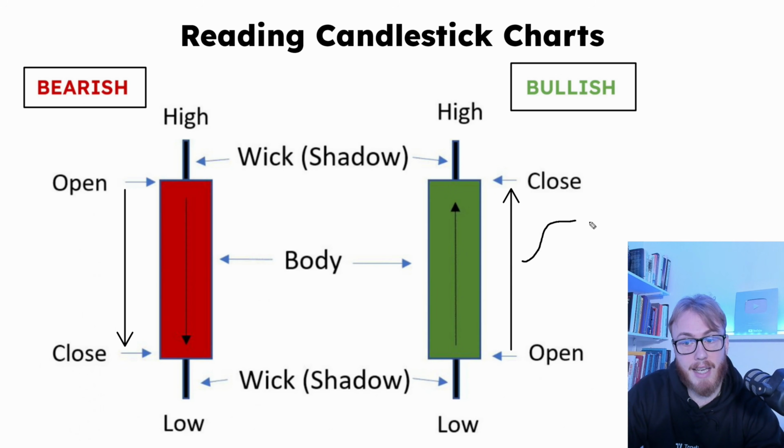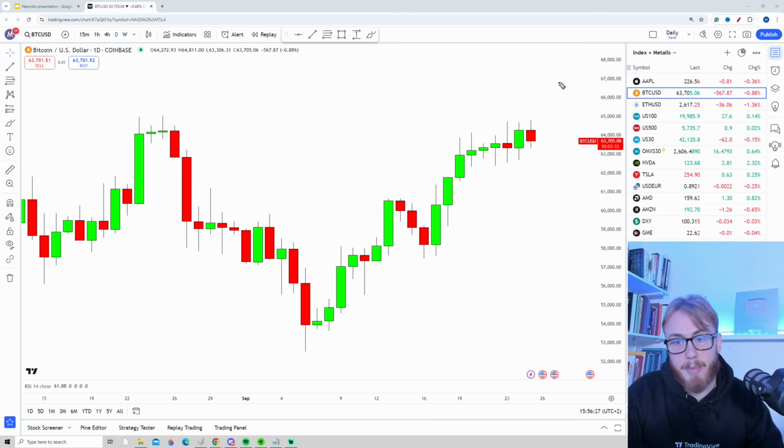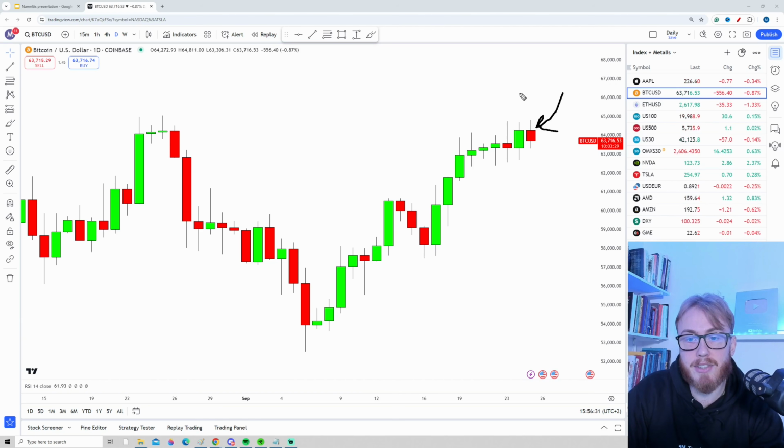Well, a candlestick can be, for example, 1 day, but it can also be 1 hour, or even as low as 1 minute. As day traders, we usually use 1 minute, 5 minutes, or maybe 15-minute candles. But you can basically decide how long each candlestick will be. So for example, now we're back here in TradingView, and on this chart, every single candlestick here represents 1 day.